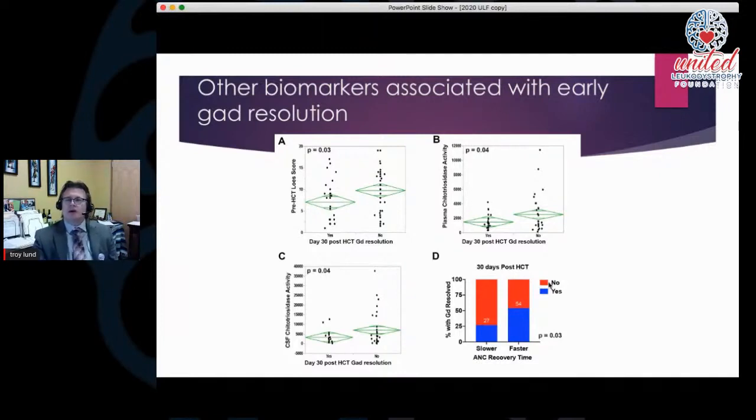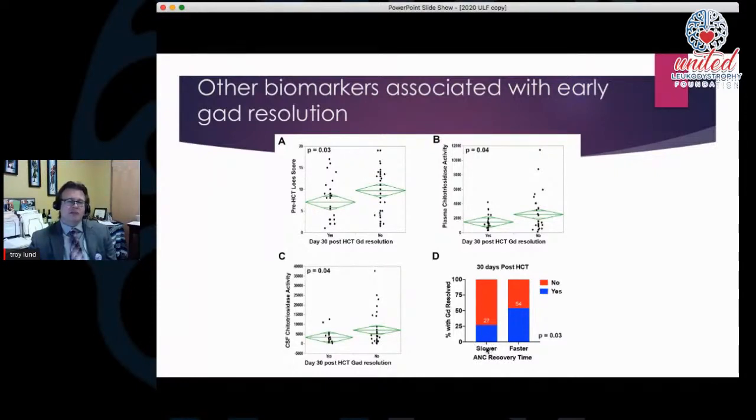And then finally, we published last year that speed of engraftment, or speed of your immune system recovery, actually correlates to gadolinium resolution. And so we looked at immune system recovery in a way that I made a cutoff of 16 days after transplant. So those boys that recovered their immune system faster than 16 days are shown on the right, slower than 16 days are shown on the left.